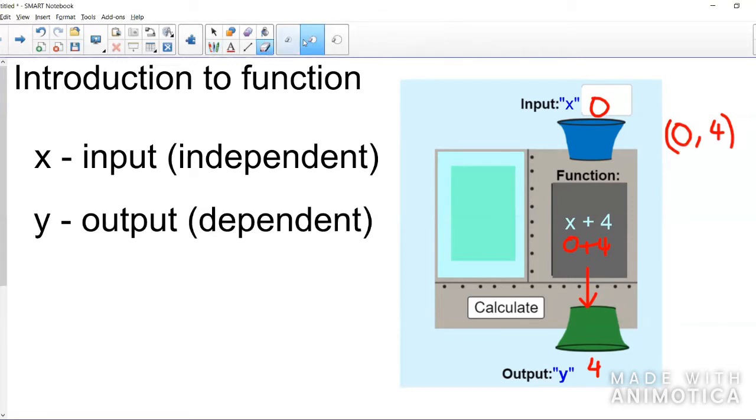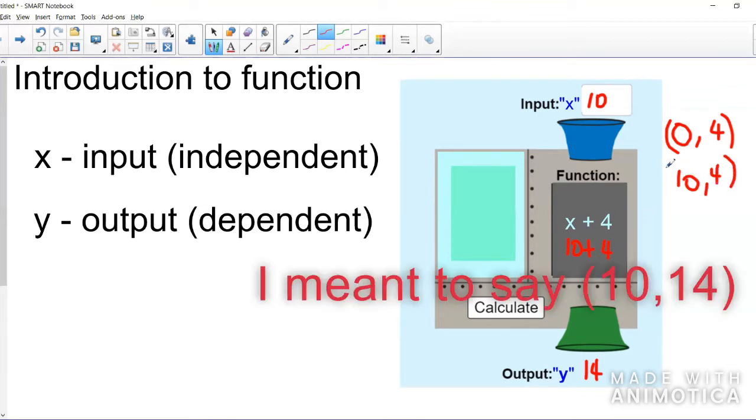Let's check if I will still have a different answer if I have a different number, because the goal here is that for every input there should be a unique output. Let's just say positive 10. If I get 4 here, that means there's something wrong with the function. So let's see. If x is 10, this will be 10 plus 4, and the output is 14. Again, I have a unique output. So this will be 10 and 14.